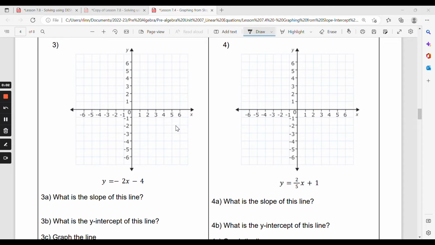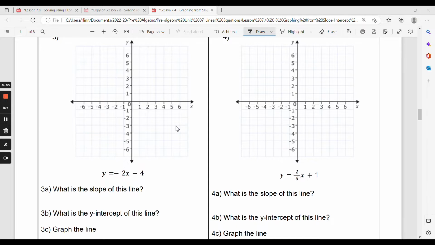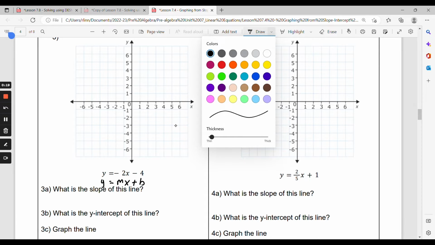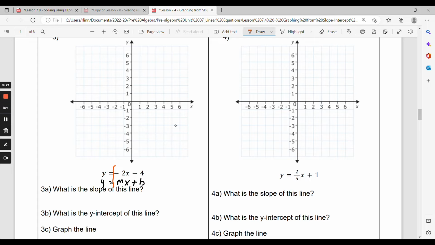Now looking at practice problems 3 and 4, we've got a couple equations here that we need to graph. So problem 3, the first thing is asking me what is the slope of this line. Now I remember that slope-intercept form is y equals mx plus b. So I see that the slope of this line is actually going to be -2.